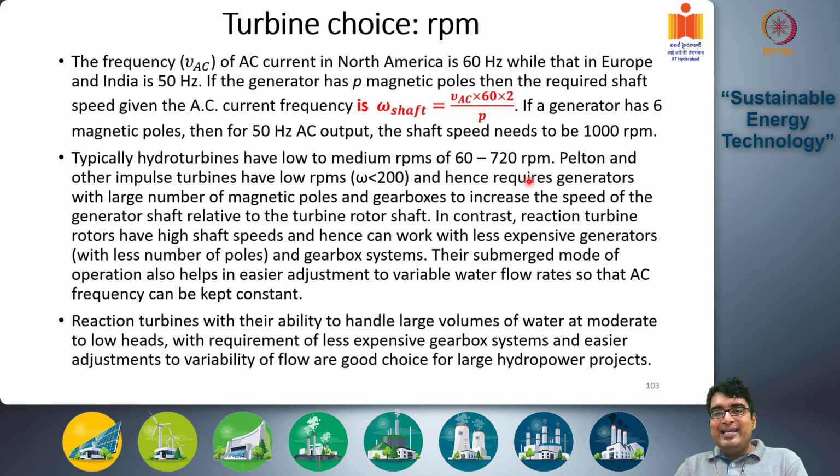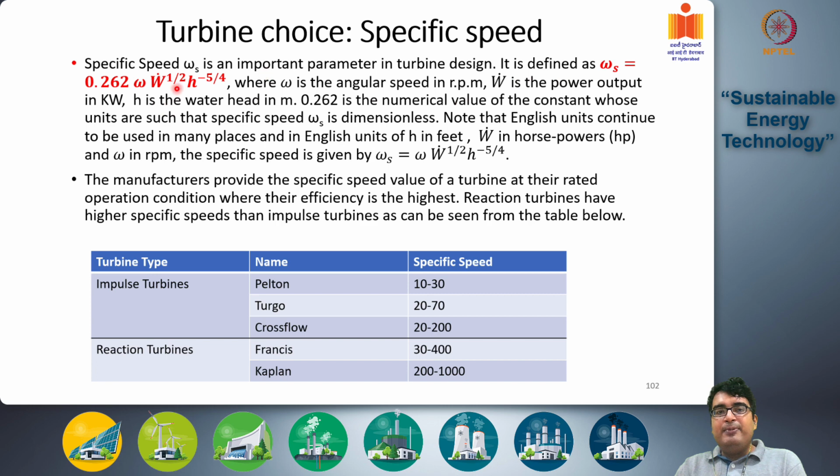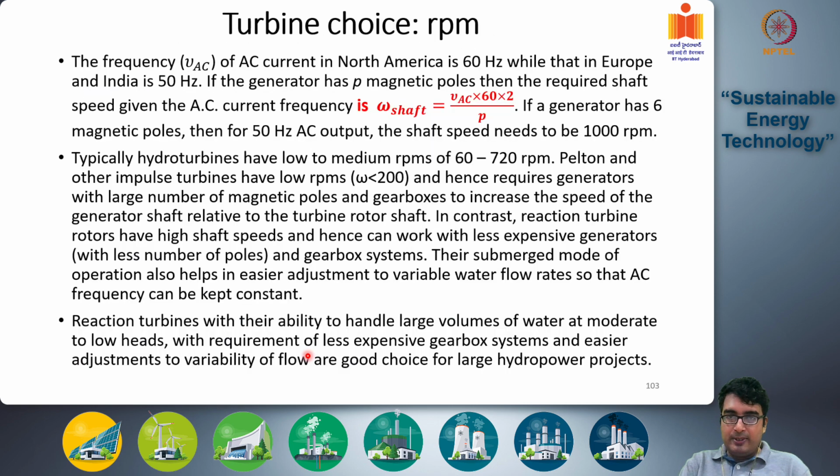So here again, if you see, specific speed and RPM are related. So for a given head height and a given required power output, clearly Pelton turbines, Turgo turbines, etc. will have much lower turbine shaft speeds in RPM compared to reaction turbines, which have higher specific speeds, correct. So you will get low speed turbine shafts for impulse turbines and higher speed turbine shafts for reaction turbines.